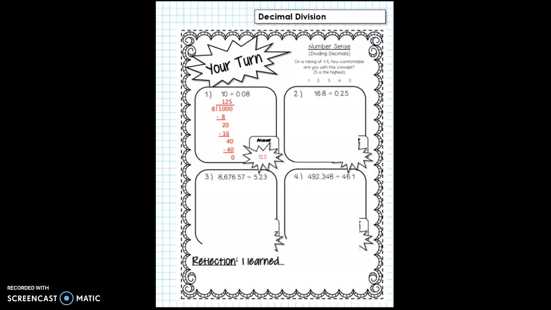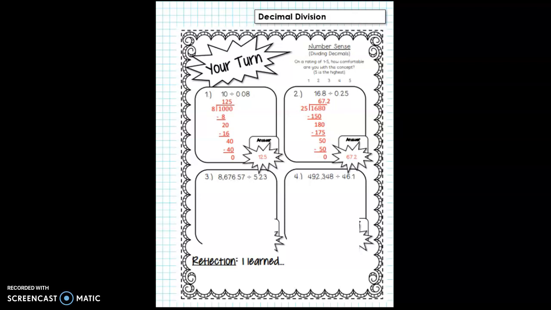Number 2, 16 and 8/10 divided by 25/100ths. Again, the decimal needs to shift 2 place values to the right in the divisor, so the same thing needs to happen in the dividend. This means you will have 1,680 divided by 25 for 67 and 2/10.